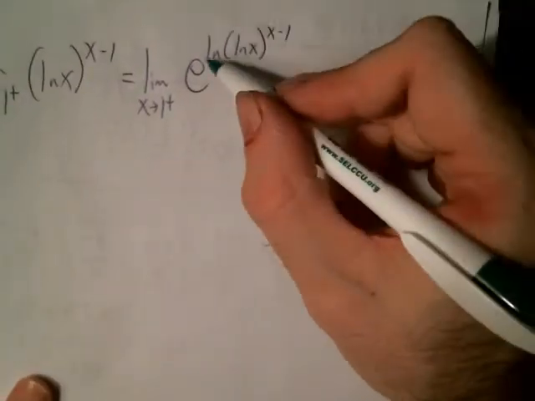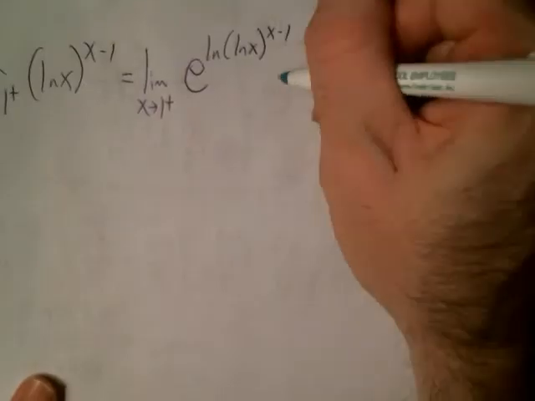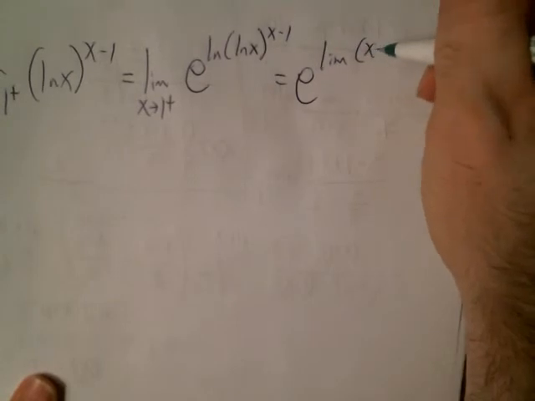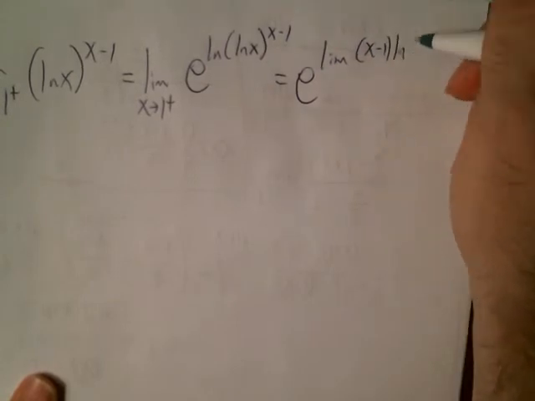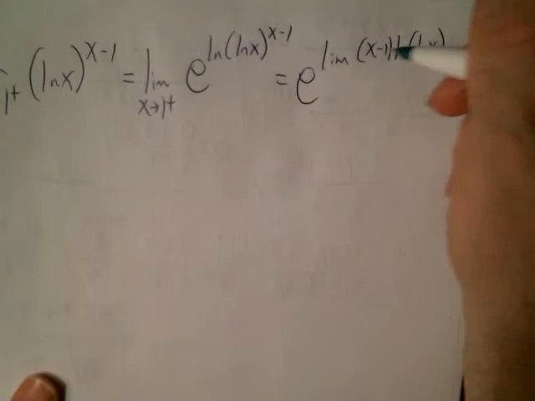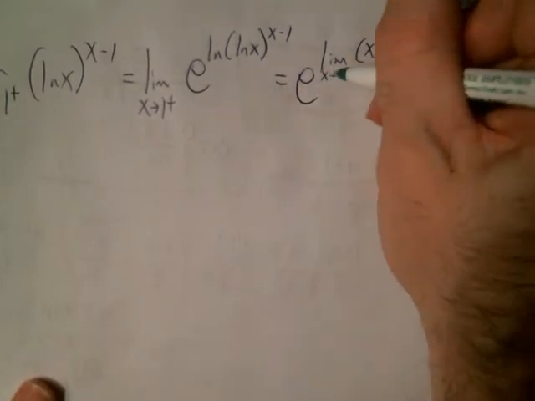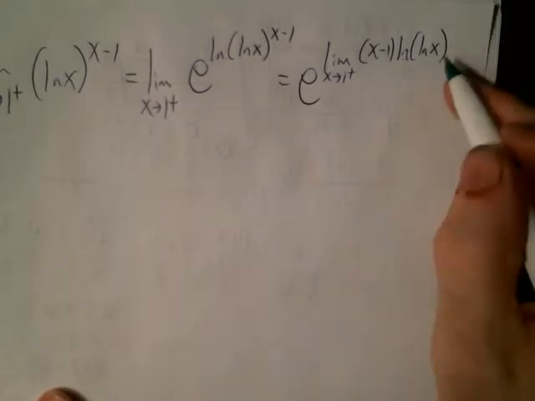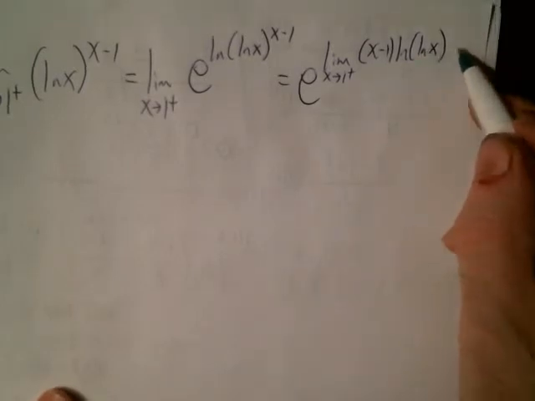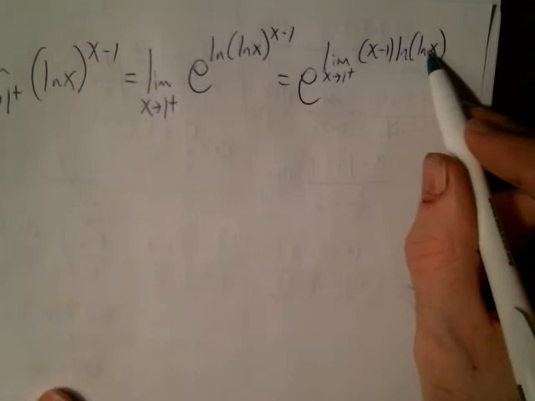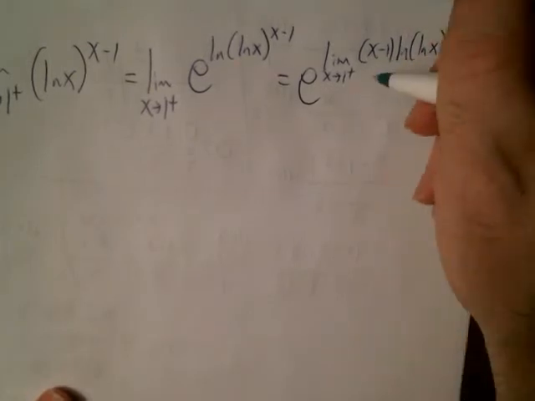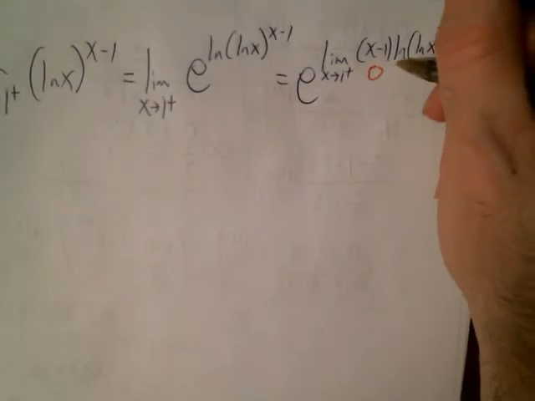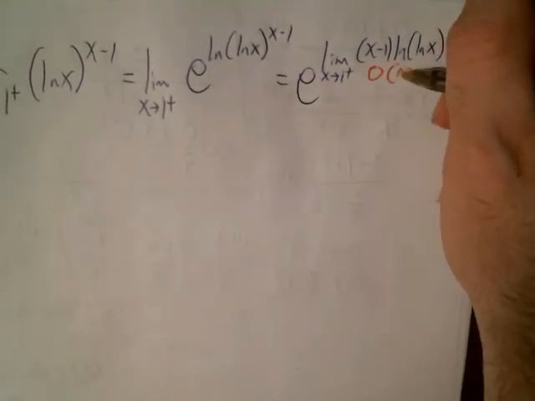I'm going to do a power rule, bring this down. I'm going to move the limit into the exponential. So I have e to the limit of x minus 1 times the ln of x as x goes to 1 from the right. The ln of 1 is 0. I'm coming in from the right, so the ln of that is infinity, and then this is 0. So the form is actually 0 times, well, in this case, negative infinity, but we'll just say infinity.